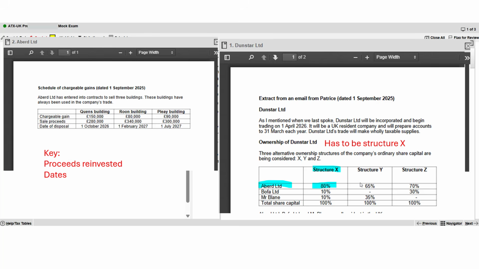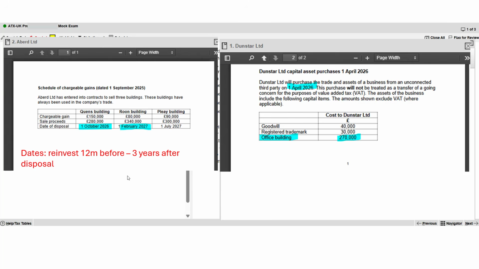So a little bit of a higher skills point. Thinking back to the first part, we've got those 3 structures, which is to set up Dunstar. And in fact, it's only structure X where we have Aberd actually holding at least 75%, which is what you would need as a direct share to form a gains group. So it would have to be structure X for there to be any rollover relief. Going back to the information then about the buildings, the other thing to note is the date. You need to make sure that you learn the rules for rollover relief. This does get tested very frequently in the exam.